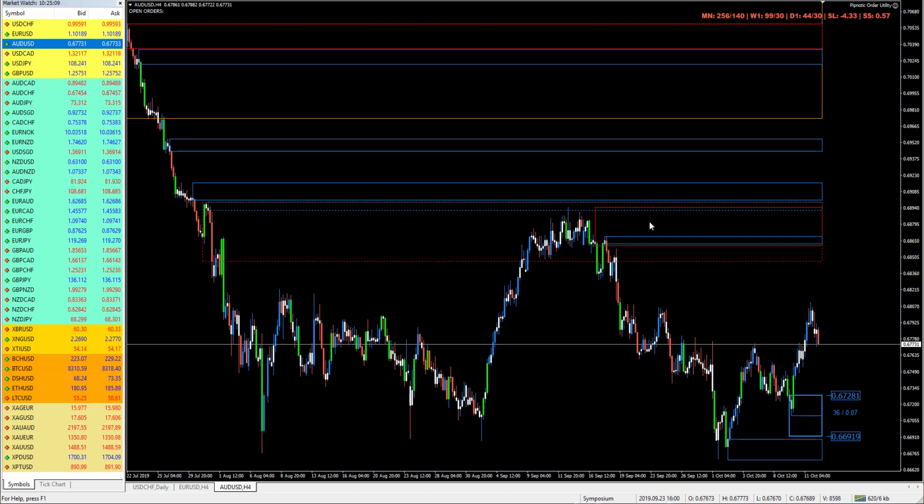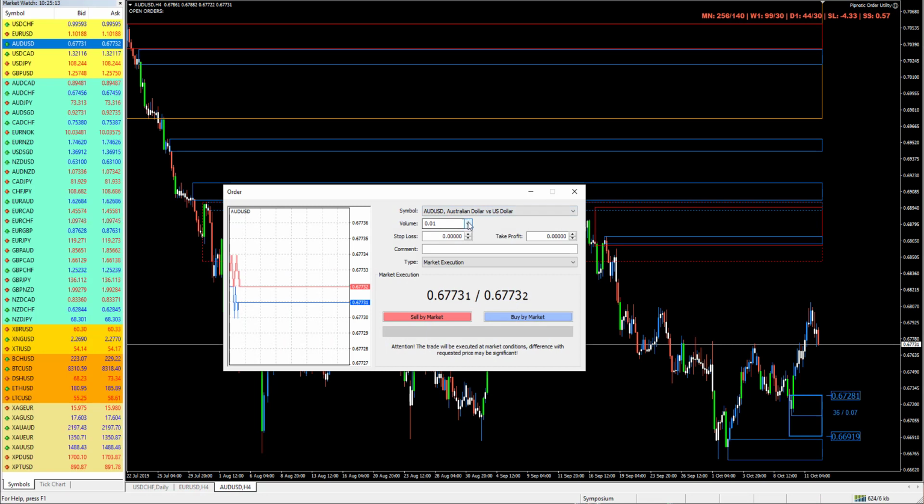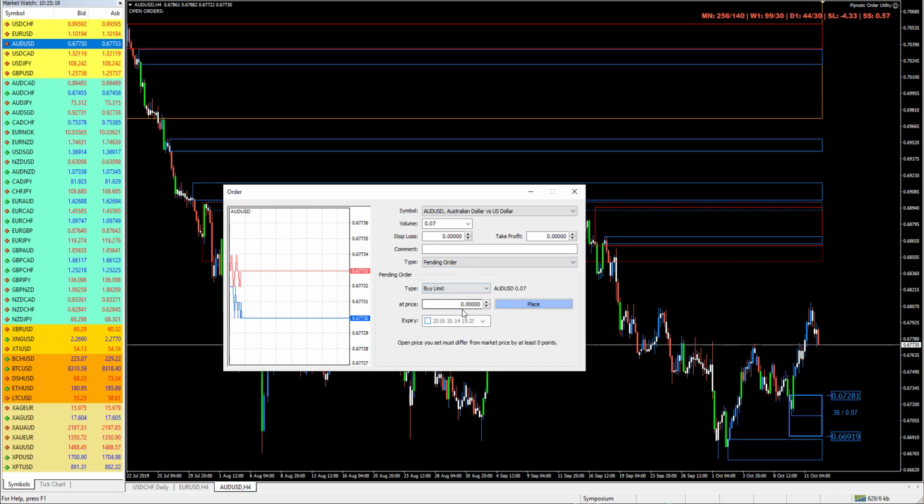Okay, so the 0.6728, so I'll put that on as well. This is 7 microlots.